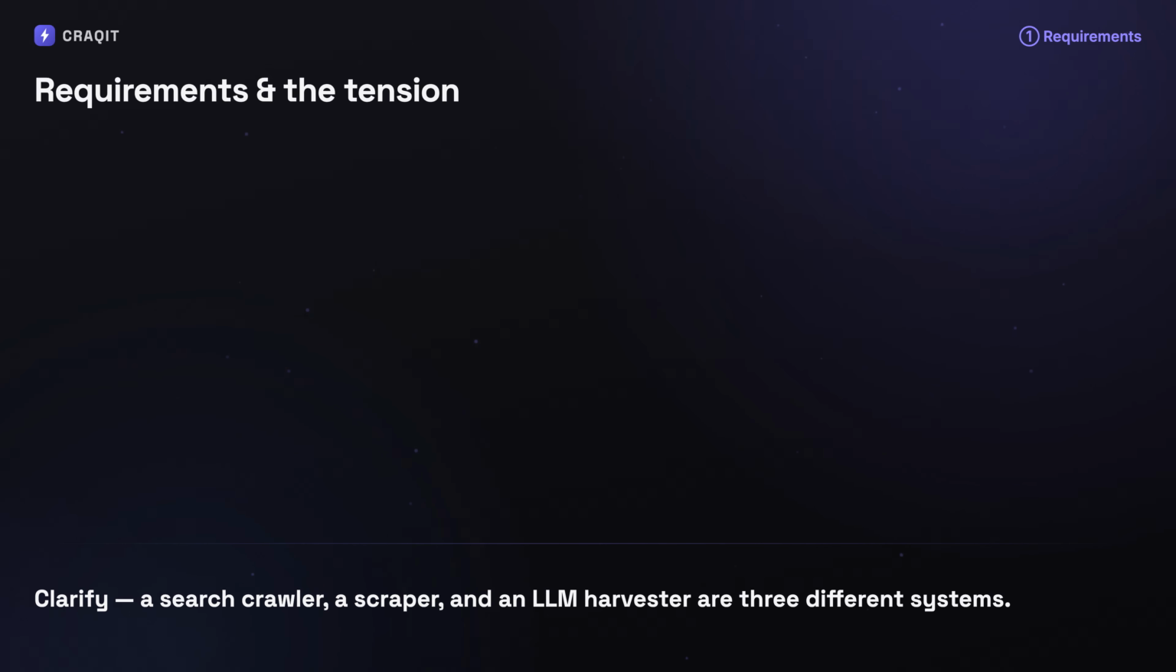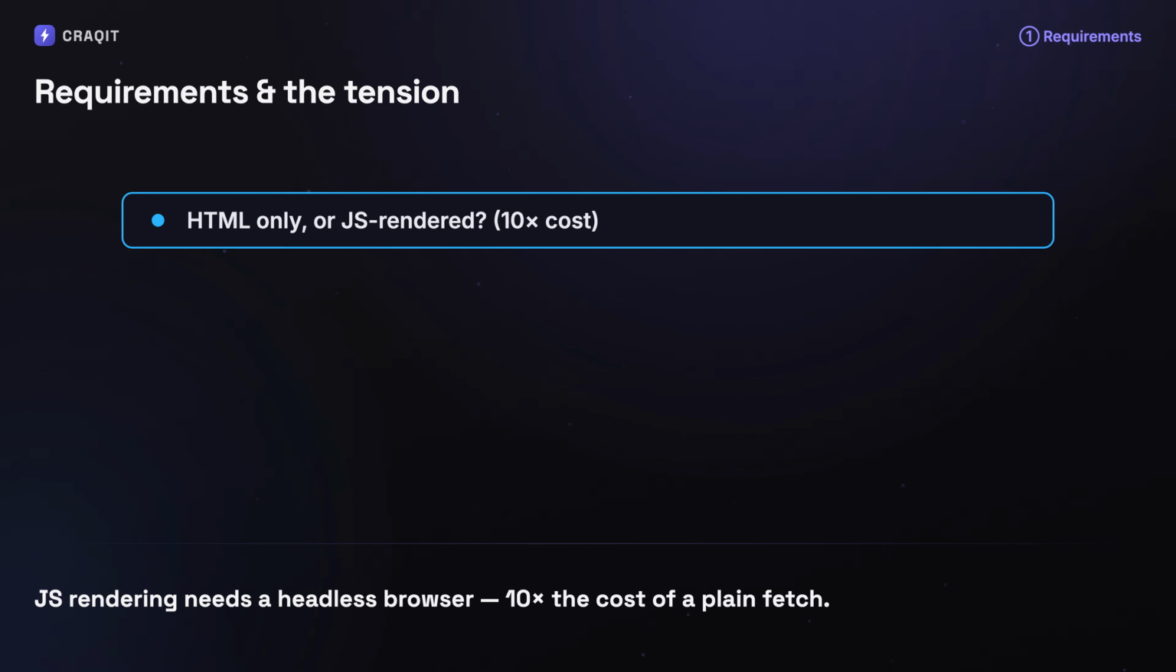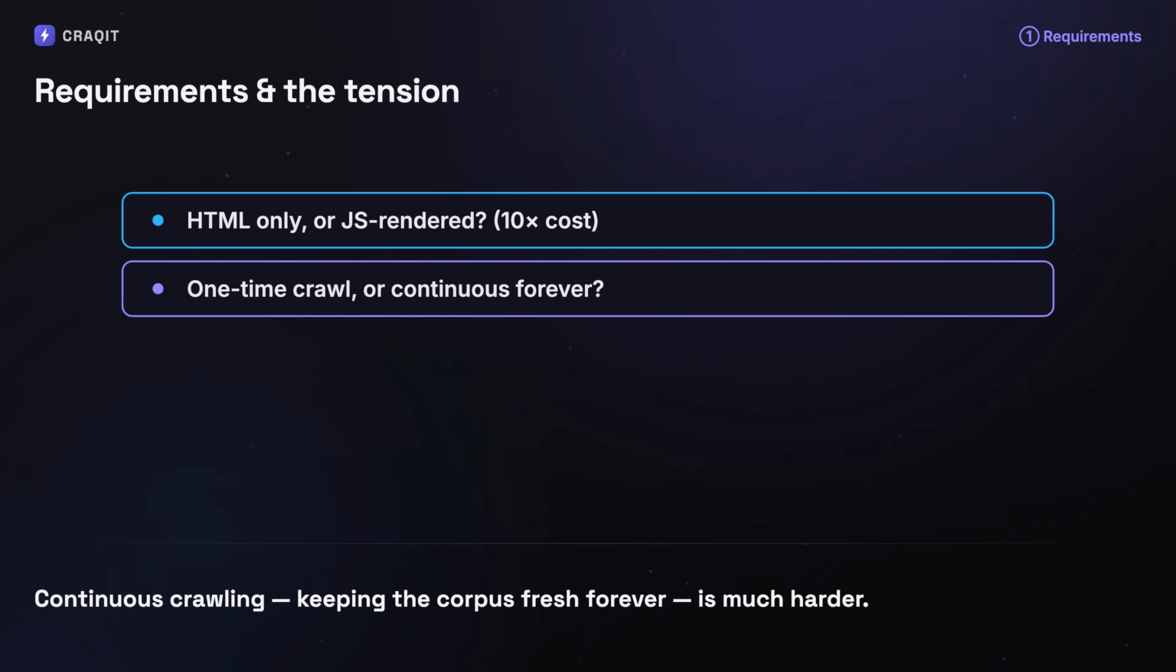Functionally, start from seed URLs, download pages, extract links, follow them, store the content, respect robots.txt, and recrawl for freshness because pages change. The clarifying questions that signal seniority: HTML only, or JavaScript rendered pages too, because rendering needs a headless browser and costs 10 times as much. One-time crawl or continuous forever. Continuous is much harder. And the scope, the whole web or a set of domains.